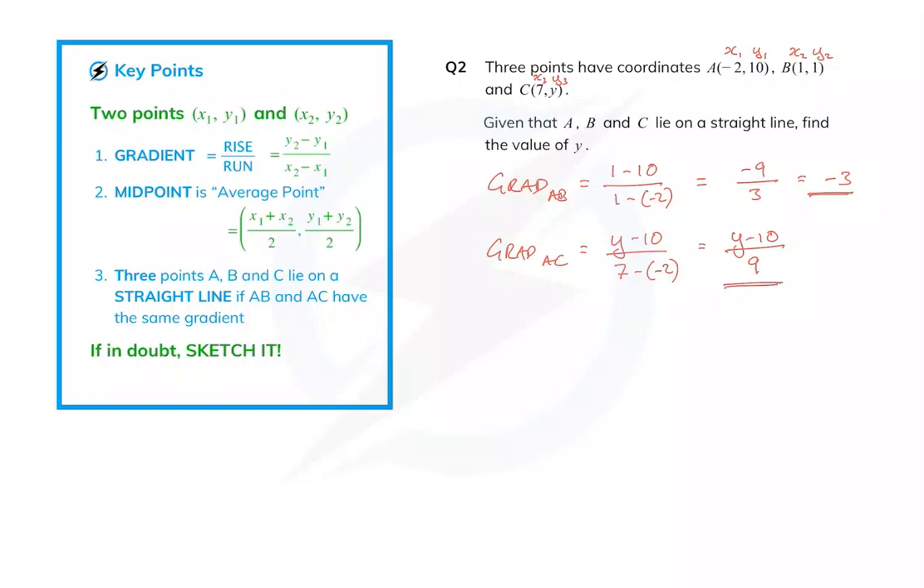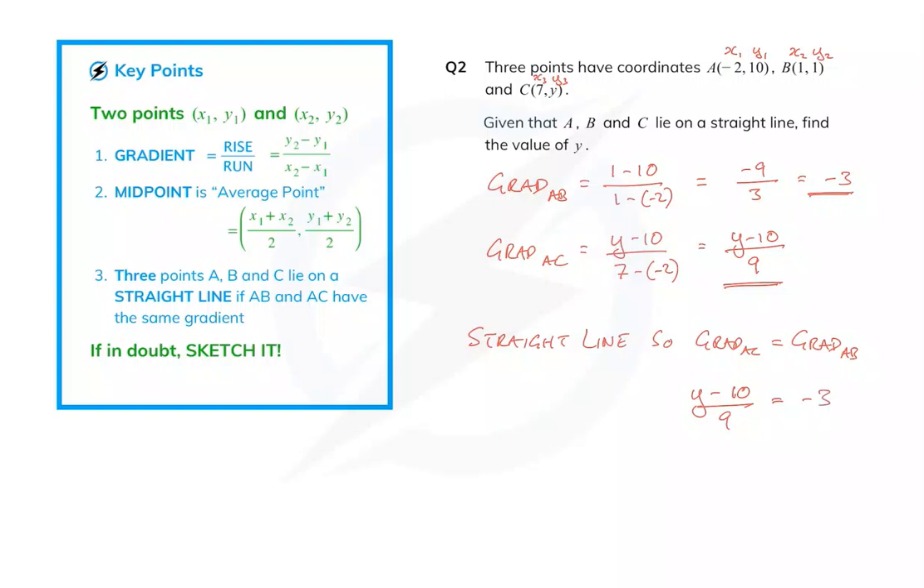Now, as I say, we're told that they lie on a straight line. So let's write down what we're going to use. So we can say straight line. That's not how you spell straight. That's how you spell straight. Straight line. So the gradient of AC equals the gradient of AB. And that gives me y minus 10 over 9 is equal to -3.